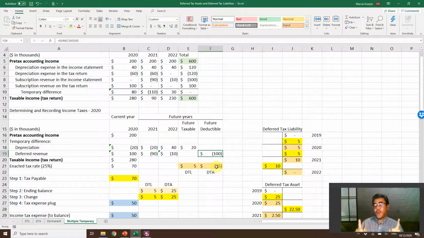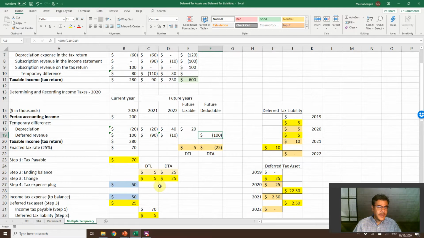We cannot combine both in the US. There are some countries that you can combine both. Here in the US, you can't. So you need to work with deferred tax liability and deferred tax asset. So deferred tax liability. So tax payable, 70 to 80 times 25%. Ending balance and the change, we need to split it in deferred tax liability and deferred tax asset.